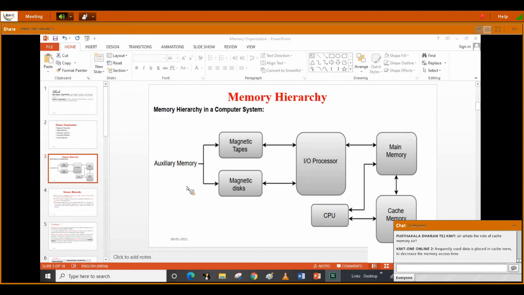Next, after this, we are transferring the data from the auxiliary memory. This auxiliary memory is the magnetic tapes and magnetic disc.